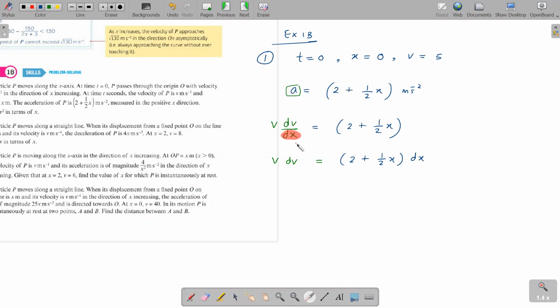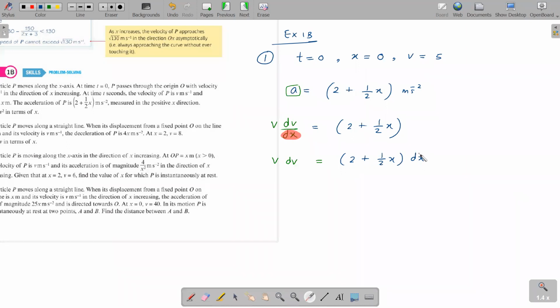The dx comes to the other side. Are you with me? The dx comes to the other side with 2 plus half x. Over here I have v times dv. So what does this tell you here now? Over here you have the variable v, and over here you have dv. Here you have 2 plus half x with respect to x. So you can see the variables are nicely separated. You can see the v term is there in the side with dv, and the x terms are there in the side with dx. And now what do we do?